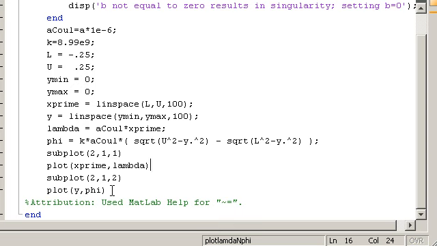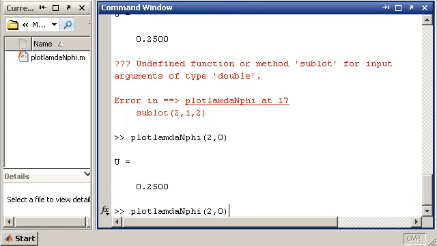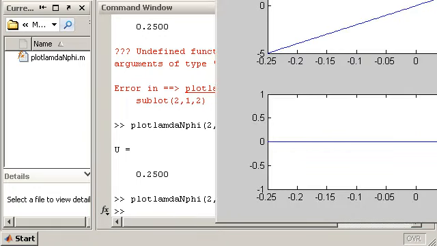Plot y, comma phi. Oh, I went 0 to 0. So remember that was supposed to be minus 0.25 to 0.25 as well. I'll call that a coincidence. It's just the way it was given. Let's try that. Control S. Up arrow. Alright. Looks perfect.